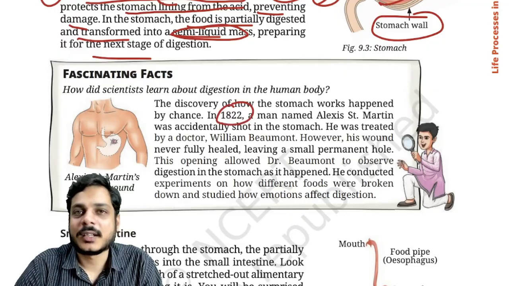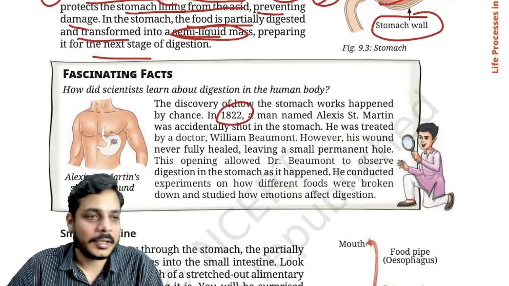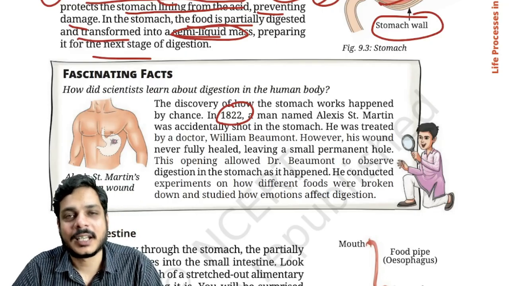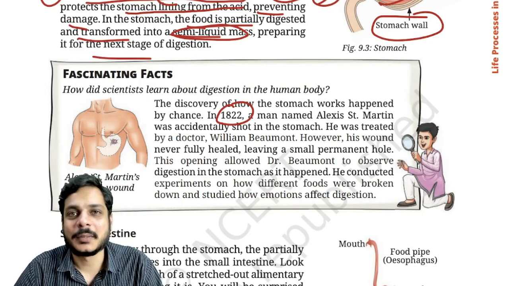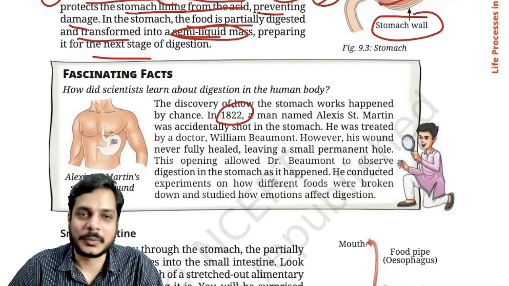That was because a man had got shot, and therefore there was a permanent hole in his body here. Because of this, the doctor could observe how digestion takes place with respect to various kinds of foods that he was eating. And therefore, a complete concept was created with respect to digestion and understanding of how it proceeds.